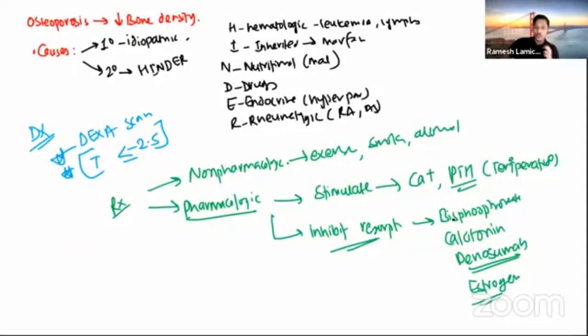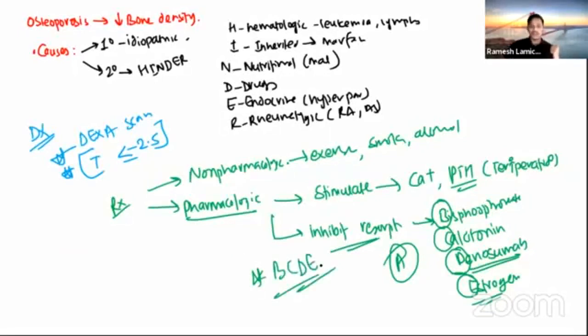You can remember this by the mnemonic BCDE. B is bisphosphonate, C is calcitonin, D is denosumab, a monoclonal antibody, and E is estrogen. A has nothing, think of it as absence. So bisphosphonate, calcitonin, denosumab and estrogen, BCDE. So that inhibits the resorption of the bone. So non-pharmacologic and pharmacologic management are done, right?